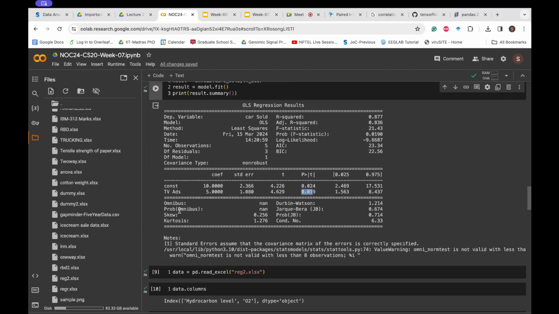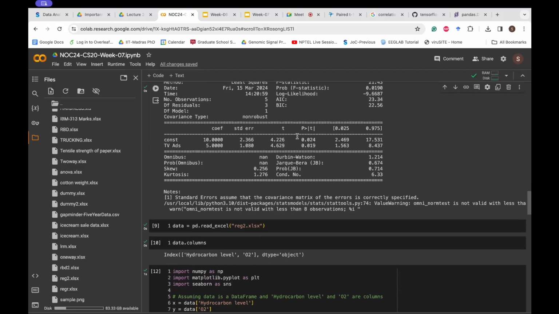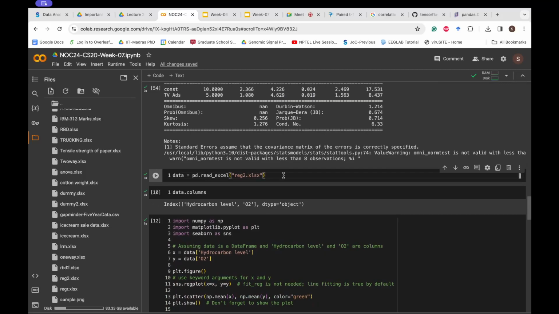For the time being you can ignore all these other terms. These are not of use as of now with respect to this course, but you can explore them in detail later if you are interested. Let us see one more example over here.